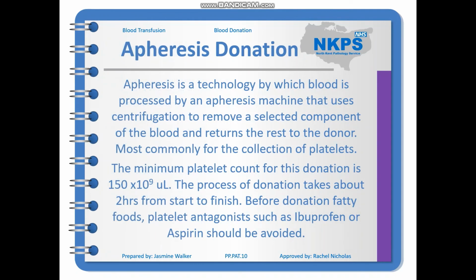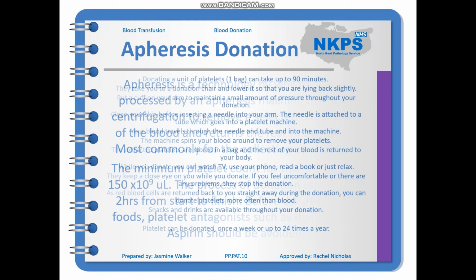Going over to apheresis donation, this is a technology by which blood is processed by the apheresis machine. You saw I gave that little picture. The minimum platelet count for this donation, because it is most commonly used for collection of platelets, is 150 times 10 to the 9 per L. The process of donation takes about 2 hours from the start to finish. And before donation, fatty foods, platelet antagonists such as ibuprofen or aspirin should all be avoided because they can cause issues with the actual donation.